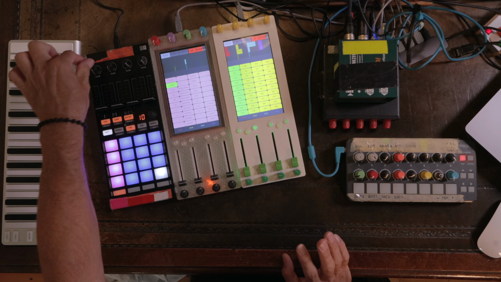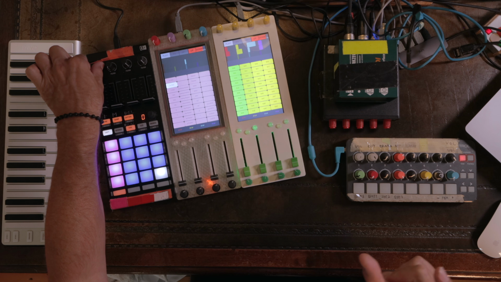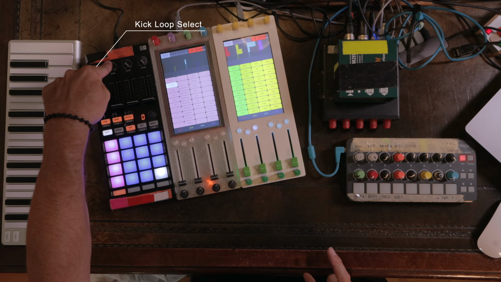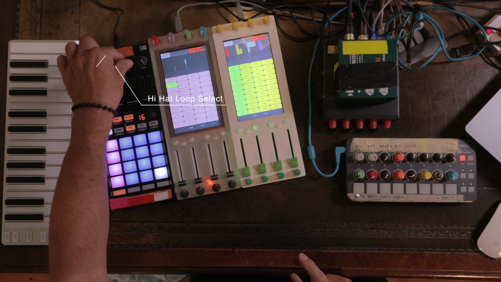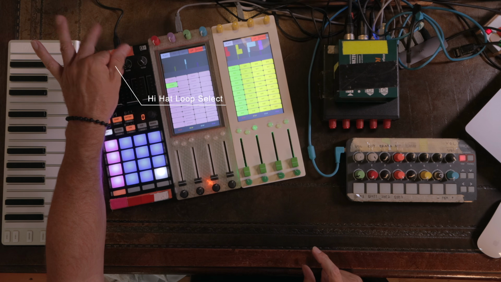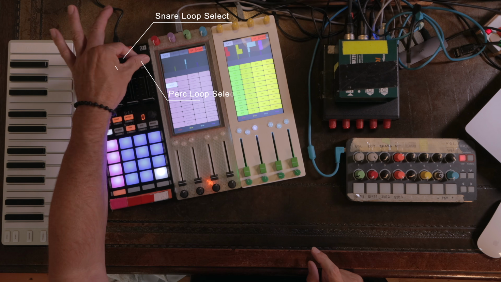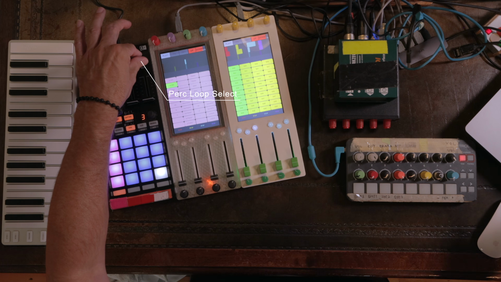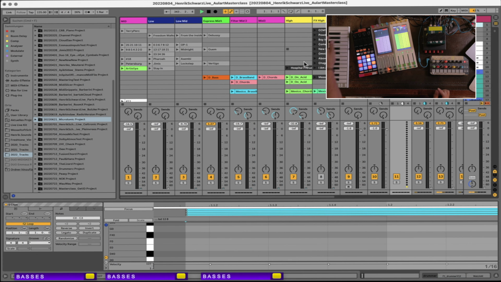This one controls the number of the loop, the number of the pattern that the kick drum plays. This one controls the number of the pattern that the hi-hat plays. This one goes to the number of the pattern that the snare plays, and this one goes to the number of the pattern that percussion plays, and it's also displayed here. And when I press play on the drum machine, you will also see that those patterns change.